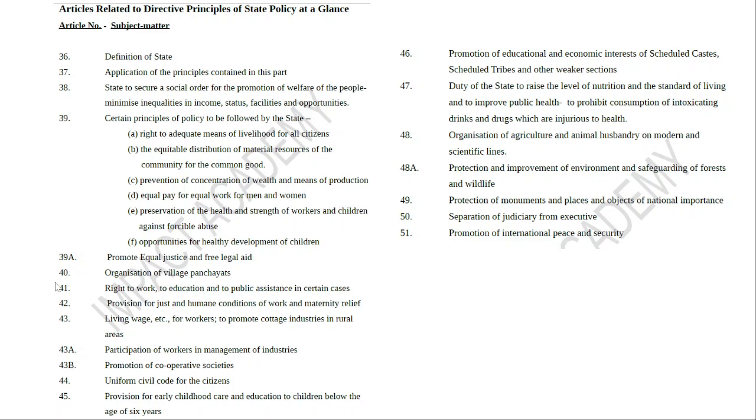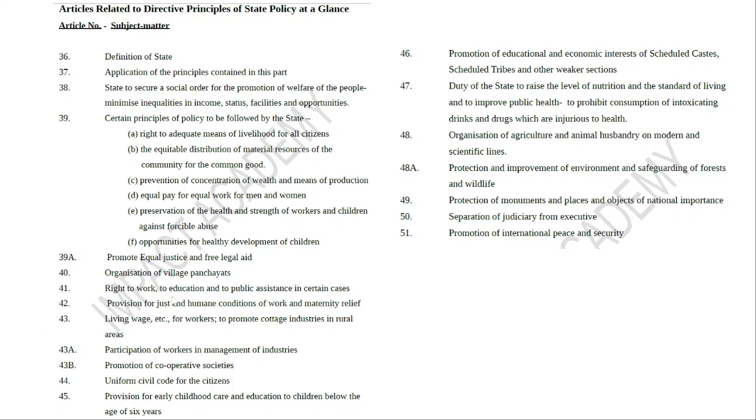Cooperative societies. Try to remember that. 40 very important. Gandhian principle. Organization of village panchayats. 41 is right to work, and public assistance. So these old age pensions, disability pensions, and all those are under 41. So such a question can be asked. Okay, the government has come up with a new scheme for pensions. Under which article is it possible? Then you can say Article 41.